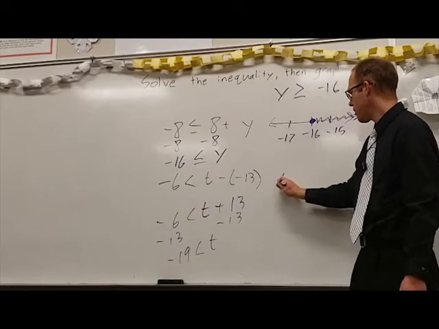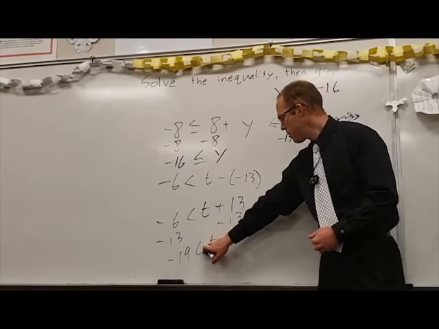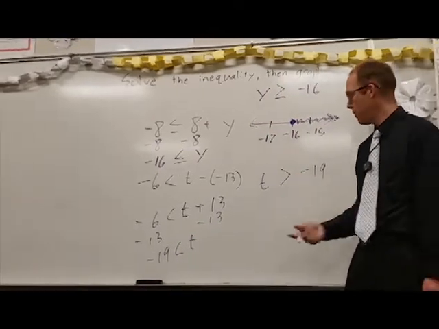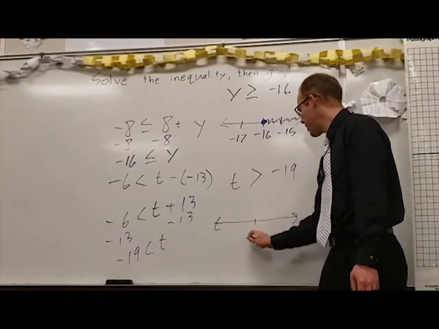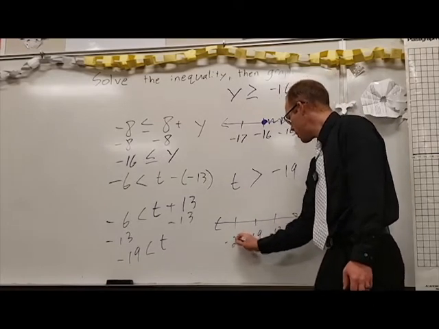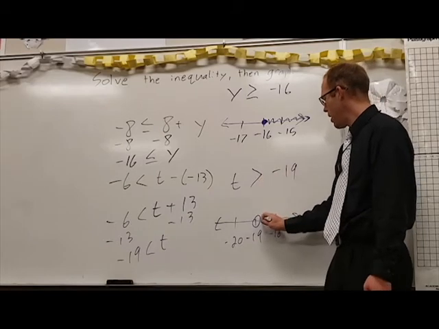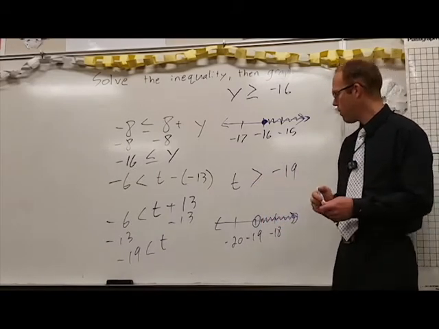So if our t is on the left, our negative 19 is on the right, the symbol is opening toward the t, so let's keep it opening toward the t. So we have numbers that are bigger than negative 19. All right, here's negative 19, negative 18, here's negative 20, open circle because we're not allowing it to be equal to, and we're going to shade over to the right because we need numbers that are bigger than negative 19.